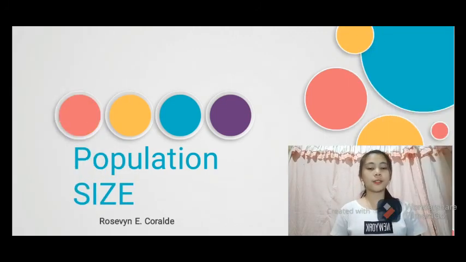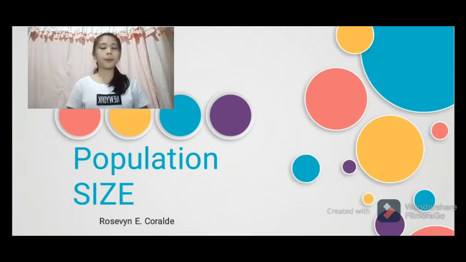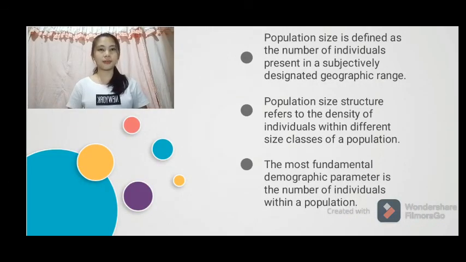I'm Rosemary Corrado from BSBA MM22 and my report is all about population size and composition. But first, demographic is a study of population based on factors such as age, race, gender, and so on and so forth. Population size is defined as the number of individuals present in a subjectively designated geographic range. Population size refers to the density of individuals within different size classes of a population.